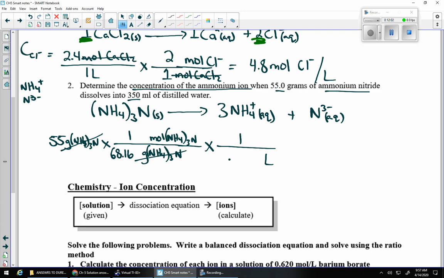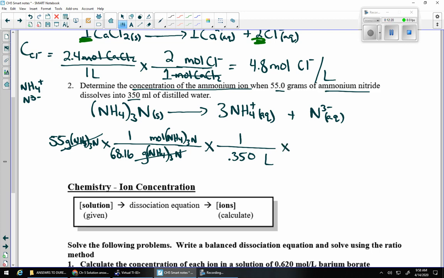So it's going to be 0.350 liters. And now if I were to look at the units, the one's just kind of a placeholder here saying that we're dividing by liters. I've got moles divided by liters. Cool. Those are the only units that are left. And in particular, it's moles of ammonium nitride.